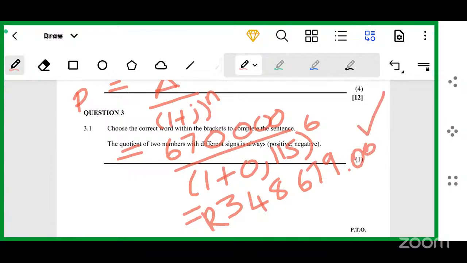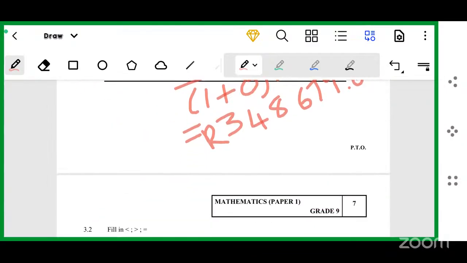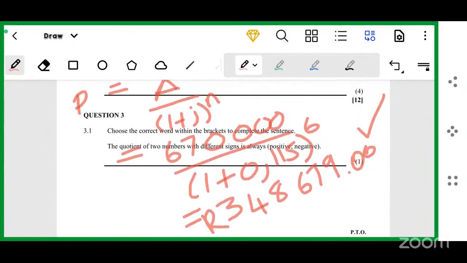This is correct. I feel like you're going to get an A. In fact, you are actually going to get an A. I hope so. You are going to get it.